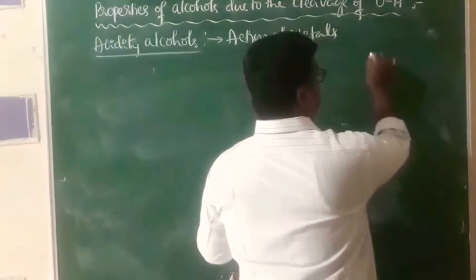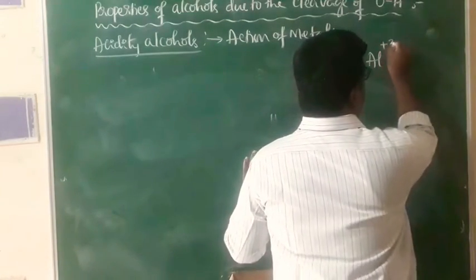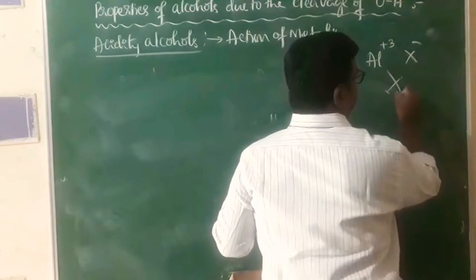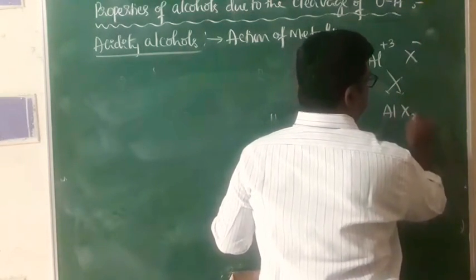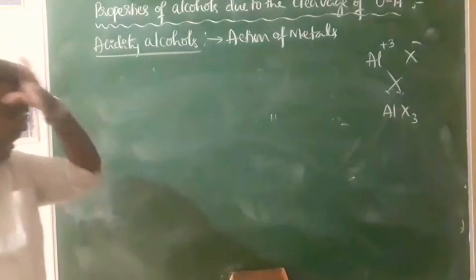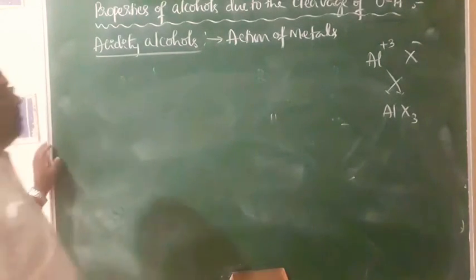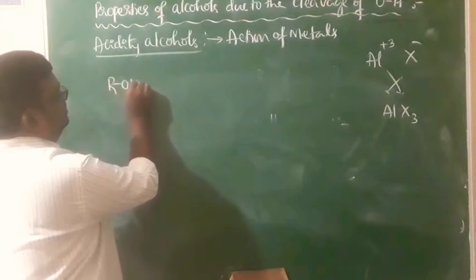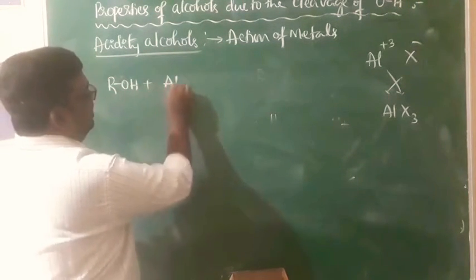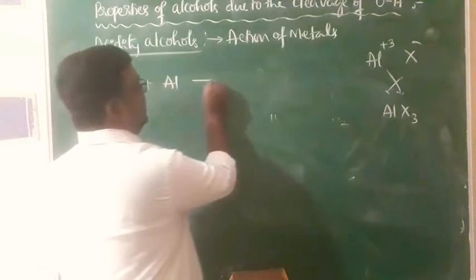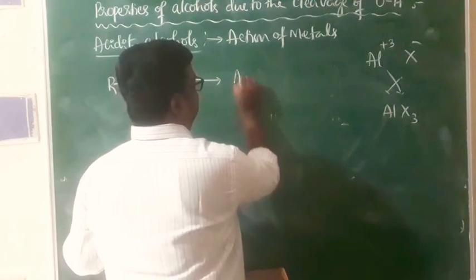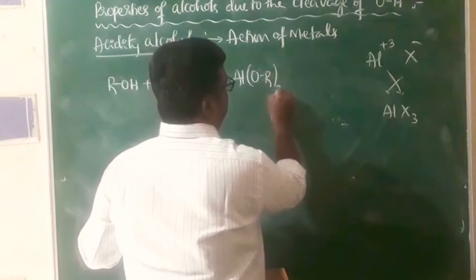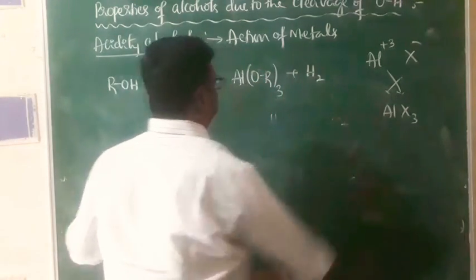For one piece of information, aluminium is characterized by a plus 3 charge. When it combines with X minus, you are going to get the formula AlX3. I make use of that particular aspect here. When alcohols, ROH, react with aluminium, you are going to get Al(OR)3 plus hydrogen gas.